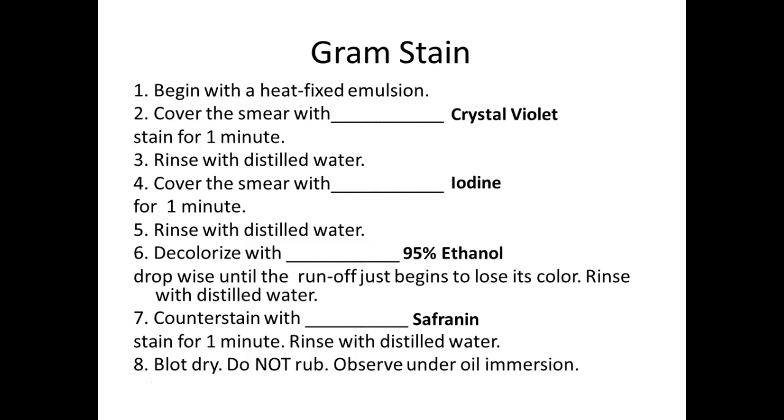Rinse, blot dry, oil immersion. What magnification is oil immersion? Total magnification? 100 is the objective, 10 is your ocular, so total magnification, 1000, right? We put oil on it to help with the refractive problem of light. If there's a big gap and the oil is not filling that gap, you're not in focus.